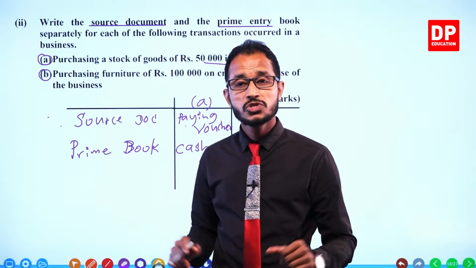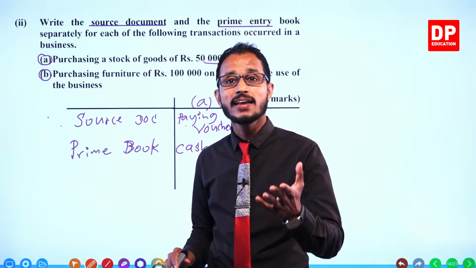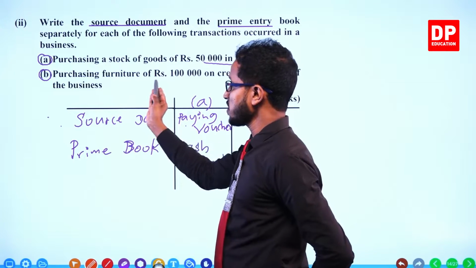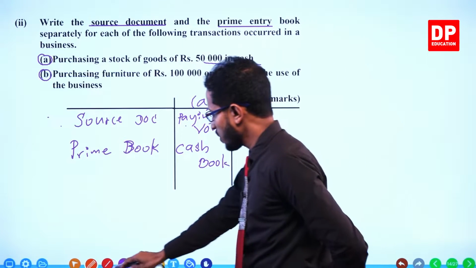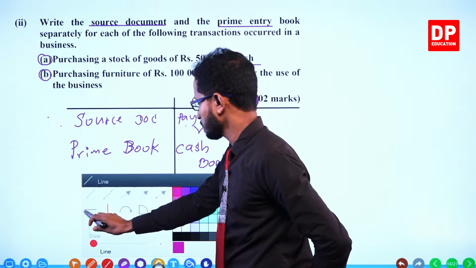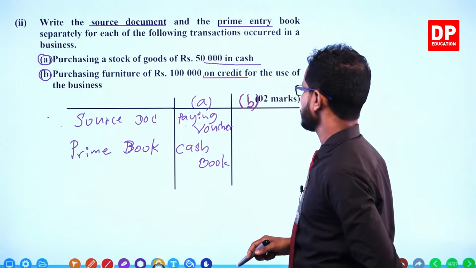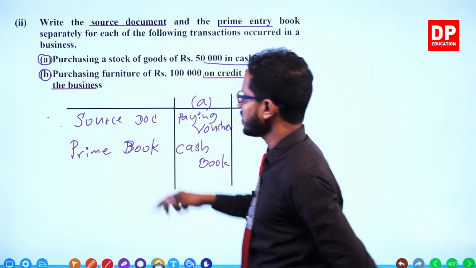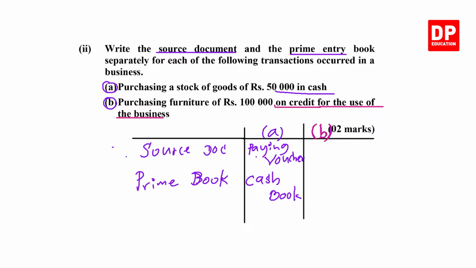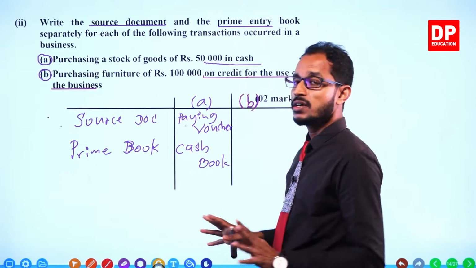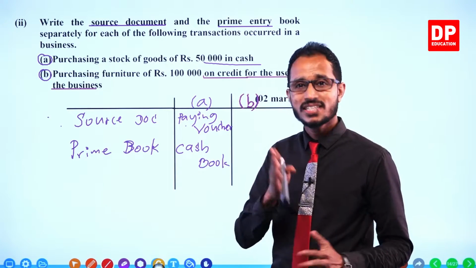All right. First you check whether the purchase is done on cash. First of all, purchasing furniture, is it done on cash? No, it's on credit. And it is for the use of the business, right? Then, purchasing on credit, no cash involvement. No cash going out. It's a credit purchase. Credit purchases go to purchase journal.